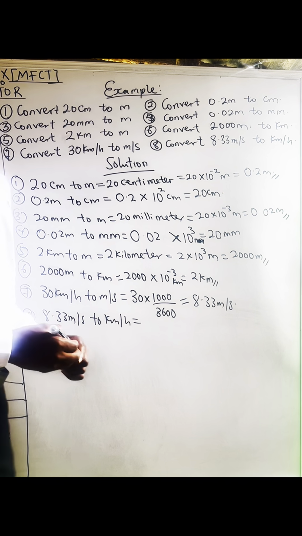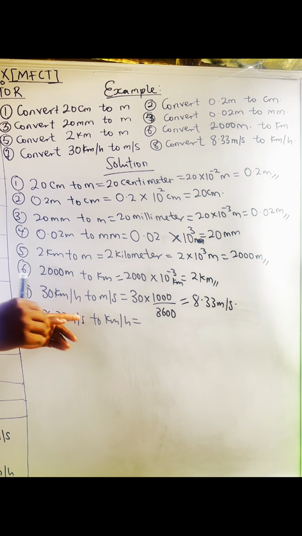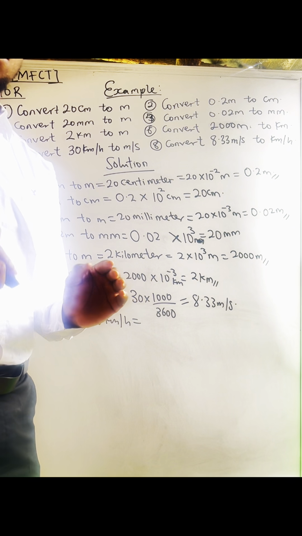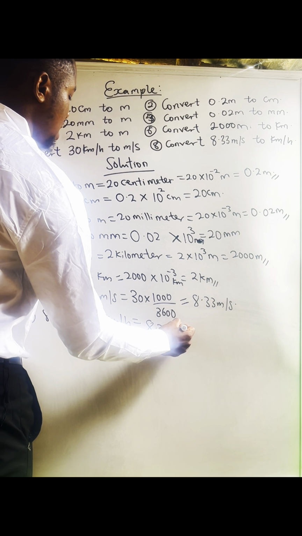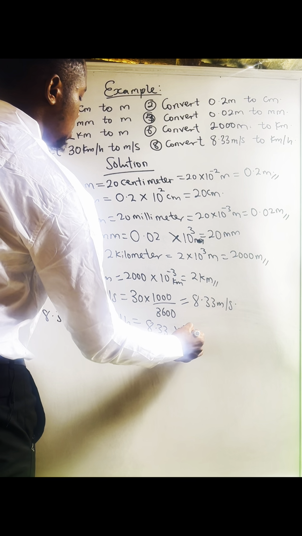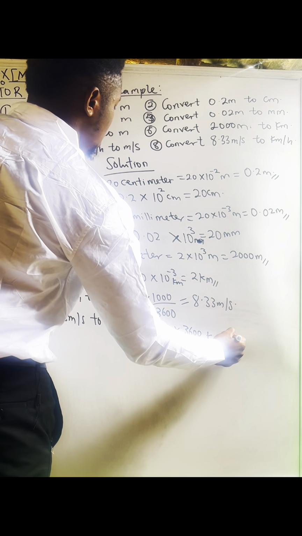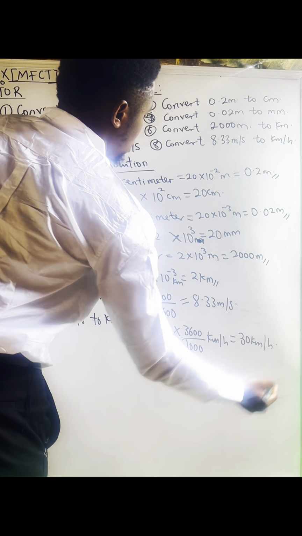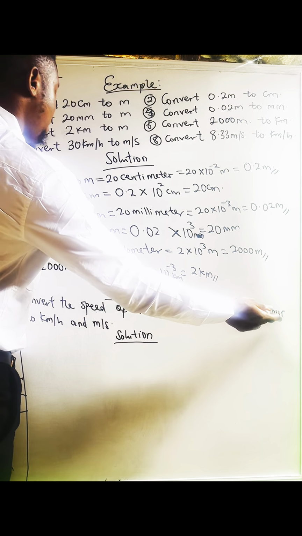Also remember that whenever you are converting meter per second to kilometer per hour, you have to multiply by what? 3600 over what? 1000. So this would be written as 8.33 meter per second, 8.33 times 3600 over 1000 kilometer per hour. And the final answer would be what? 30 kilometer per hour.